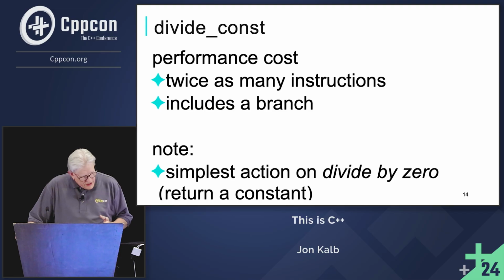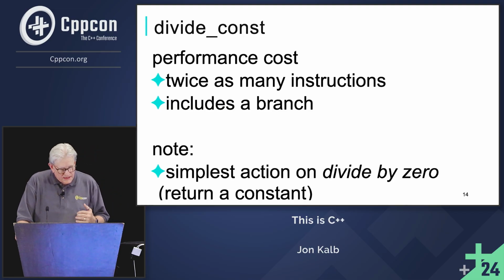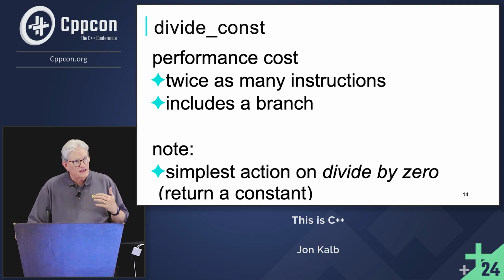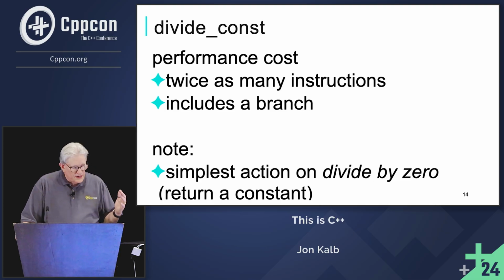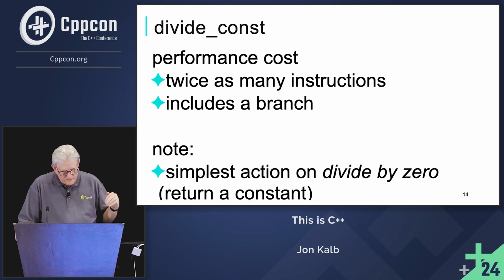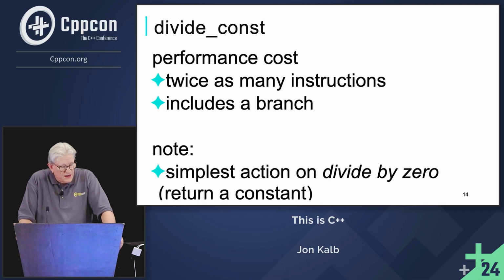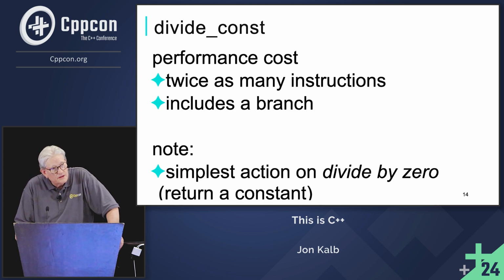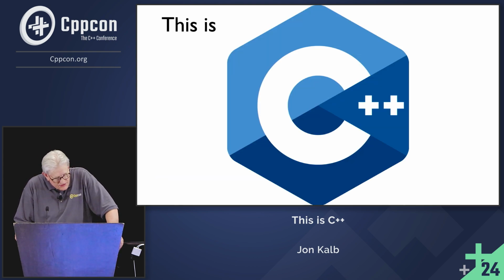Right? So keep in mind, what we're doing here is the simplest possible thing in the case of division by zero. We're not throwing an exception, we're not setting some error flag, we're just returning a constant. But the cost is that there's twice as many instructions with a branch. So rather than take this safe approach, C++ opts for performance. Why do we take that option? Because this is C++.